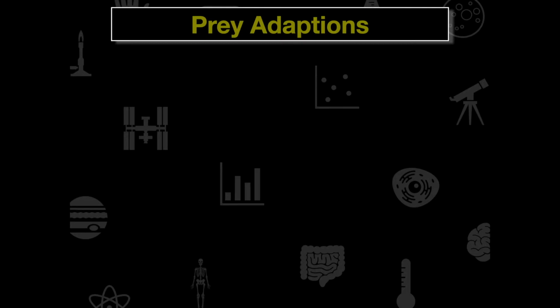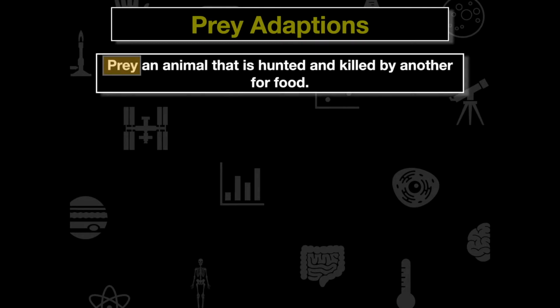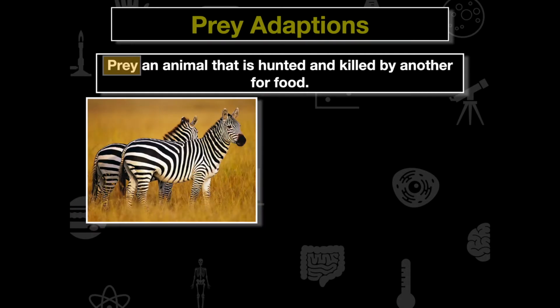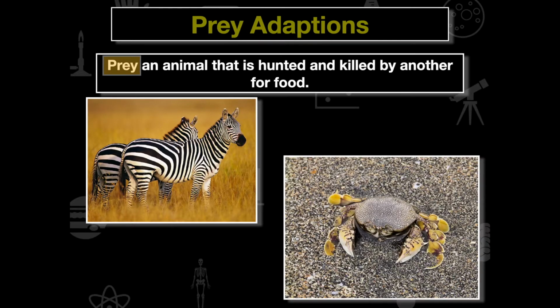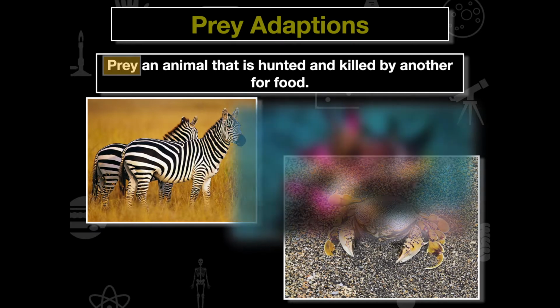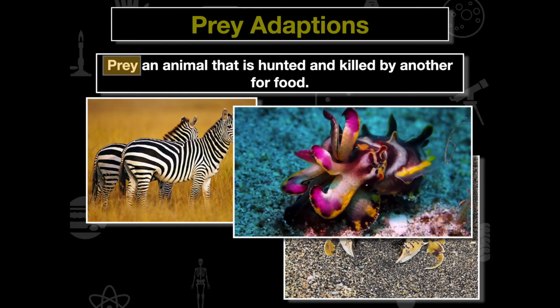Now, when we look at certain types of prey, what is a prey and what are some of the adaptations that we're going to see? Well, a prey is an animal that's hunted and killed by another animal for food. And we see all of these different prey that have different adaptations. The zebra has these stripes here. This crab has this spotted back to allow it to blend in with the environment. This cuttlefish here can change its shape and colors.